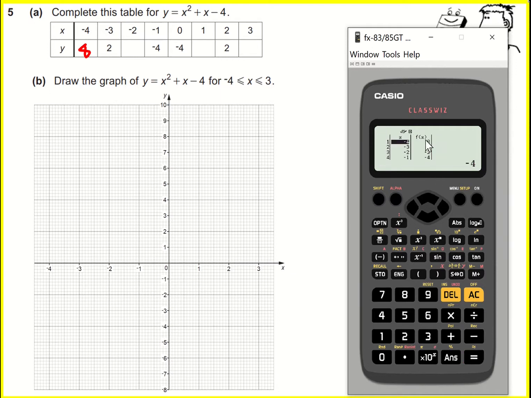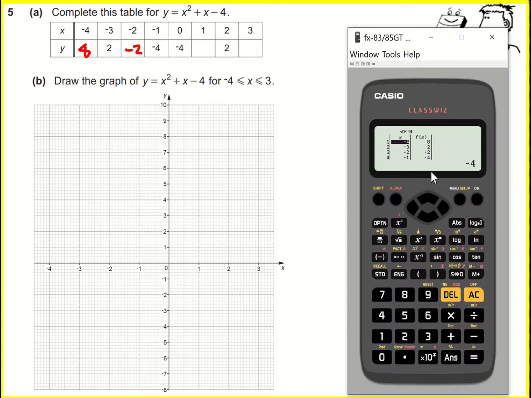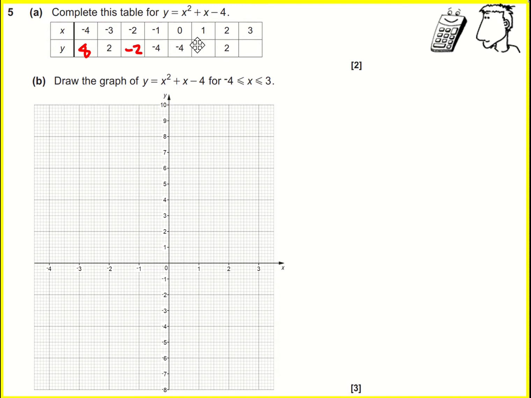So there we go. So we've got 8 as I got before, then 2, then minus 2. So I'm going to fill that one in. Then I've got minus 4. I'm going to have minus 4 again, followed by minus 2, 2, and 8. So I can see some symmetry going on, but that's all I need for the table.